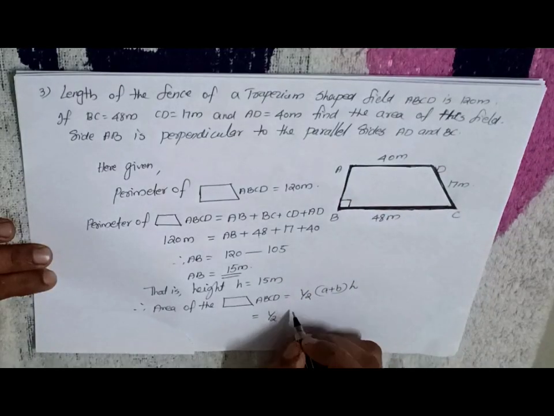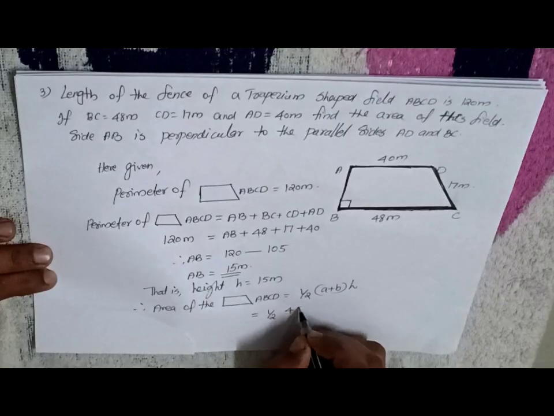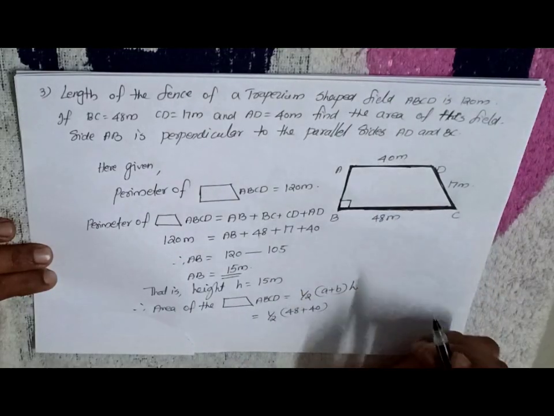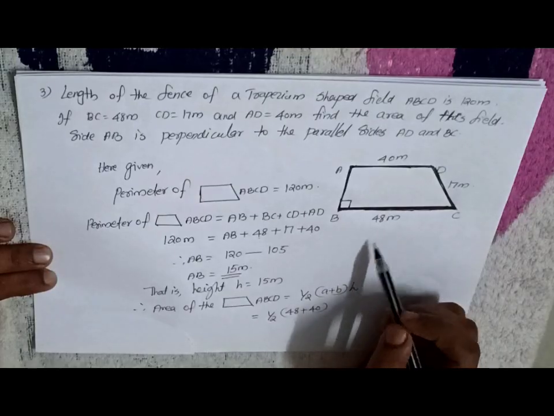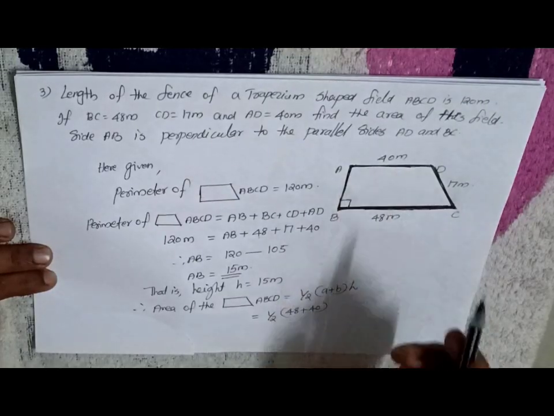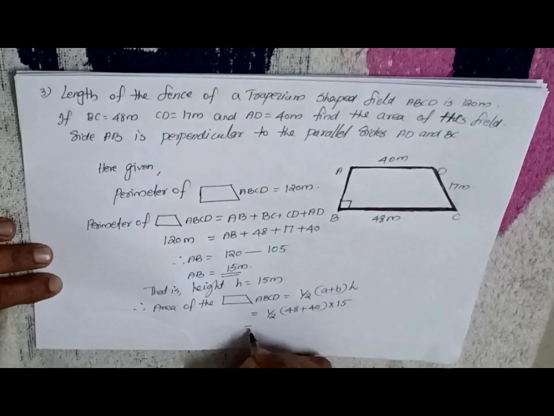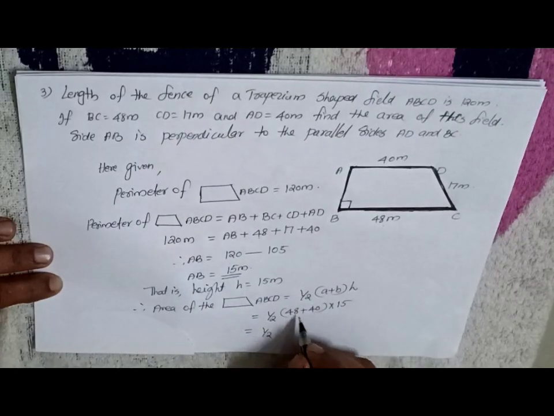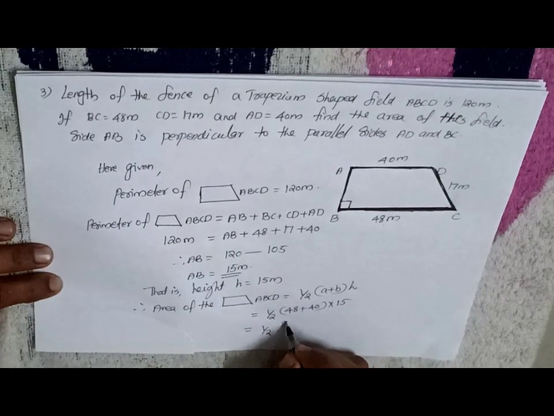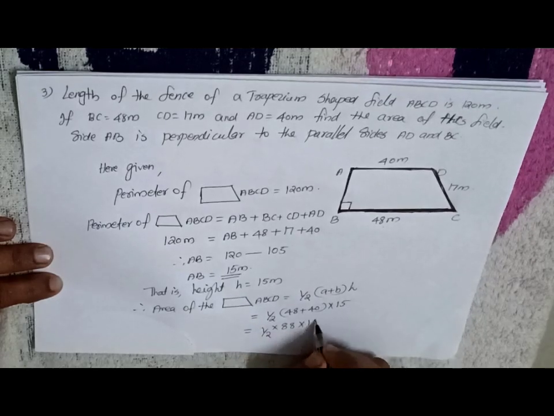Those are the parallel sides, 48 plus 40. Here a and b are the parallel sides of the trapezium. Here the given value a equal to 48 meter and b equal to 40 meter, and the height is 15. That is equal to 1 by 2 into (48 plus 40), that is 88, into 15.